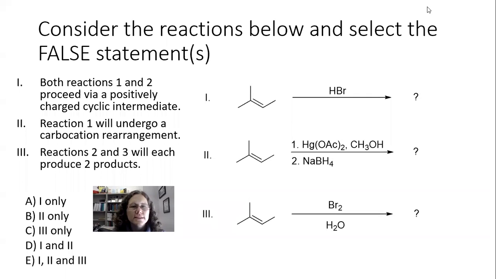This question asks, consider the reactions below and select the false statements. So we have several things going on here. We have multiple reactions to consider. We're given the starting materials and the reagents, but we need to predict the products. And then we have some true false statements that we're going to have to answer about these reactions.